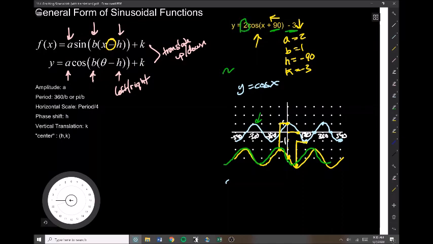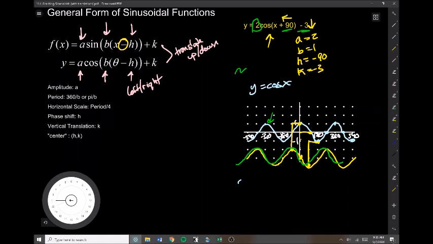The amplitude is now 2. So I would need to take all of that yellow stuff, basically, and double it. Make it so that the y values go twice as high and twice as low. And now the amplitude is 2. And I think that's an okay way to graph.